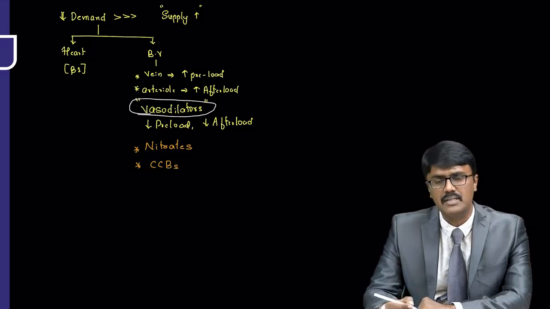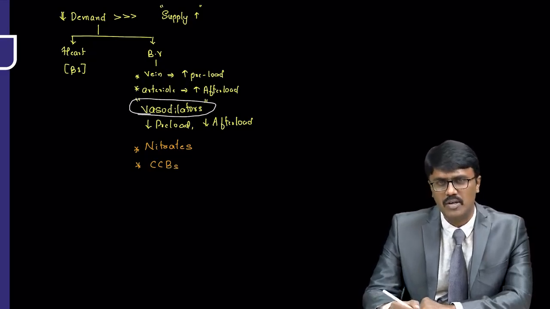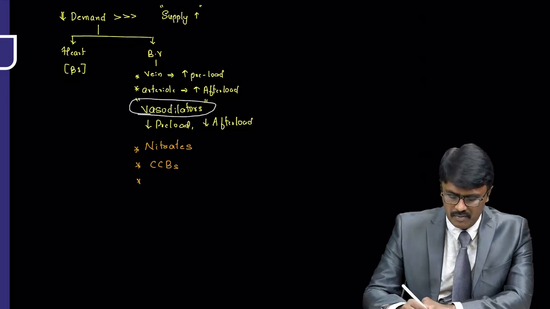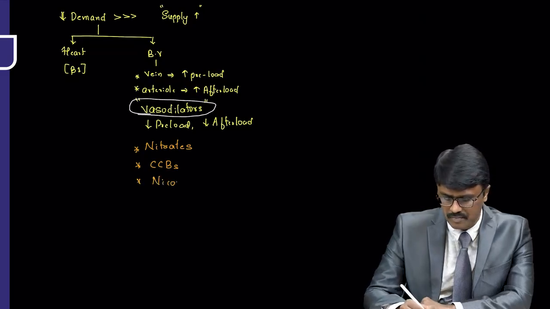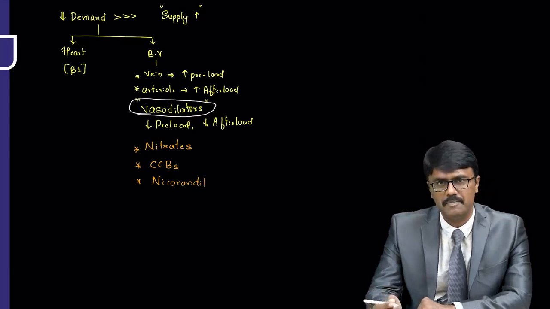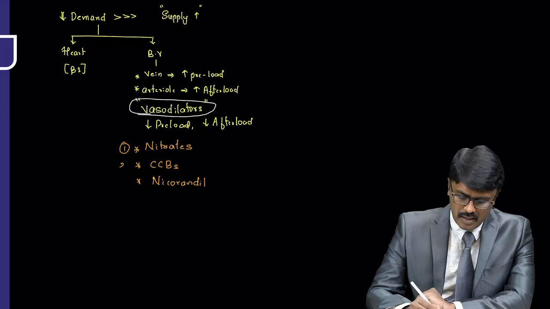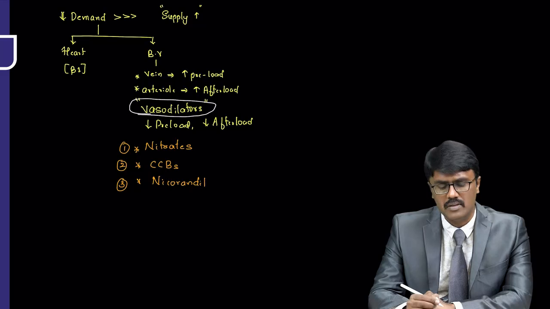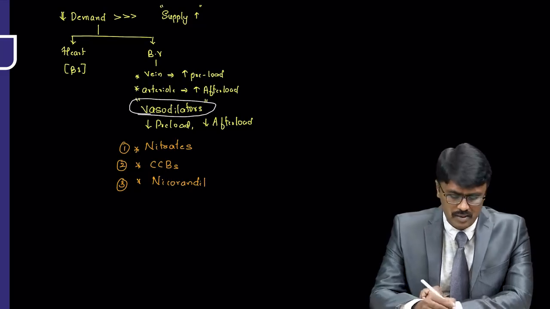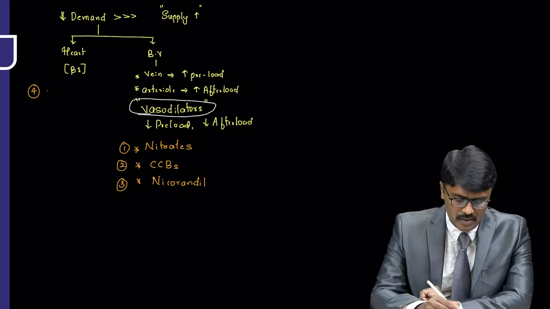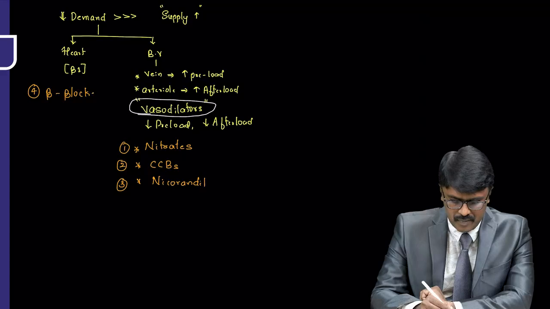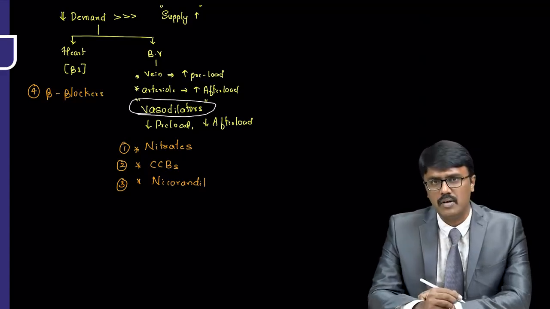CCBs stands for calcium channel blockers. And we have a drug called nicorandil, which is also going to cause vasodilation. Now this is target number 1, target number 2 and target number 3. Now we can also tell the heart to beat slower. So the fourth one we can do is use beta blockers.